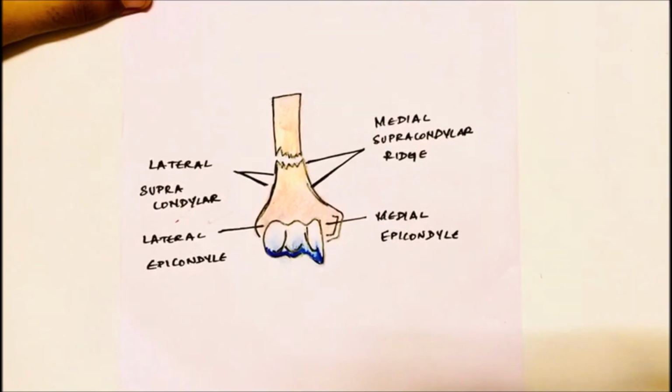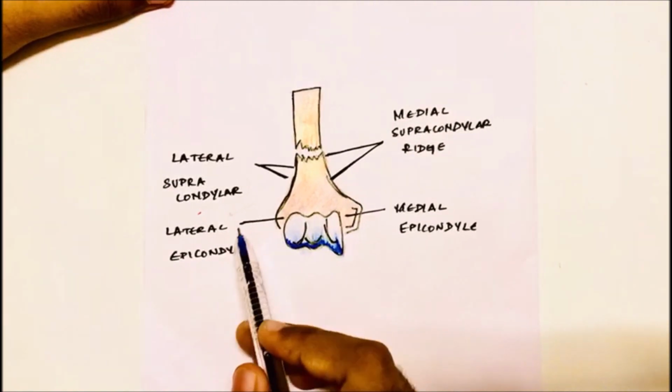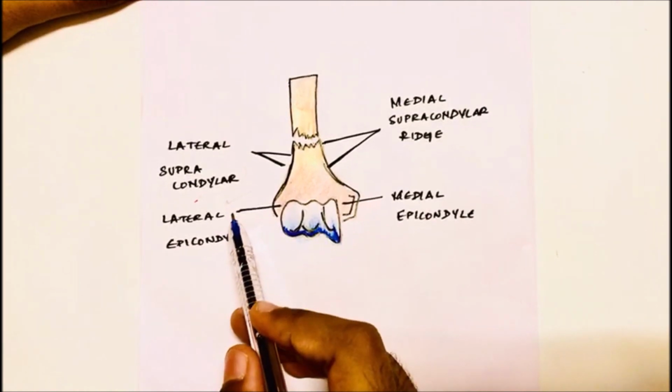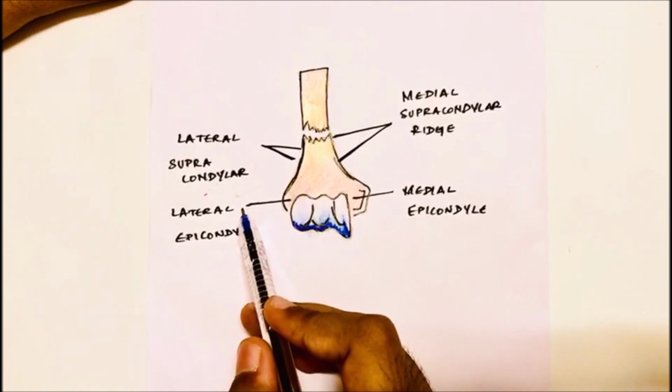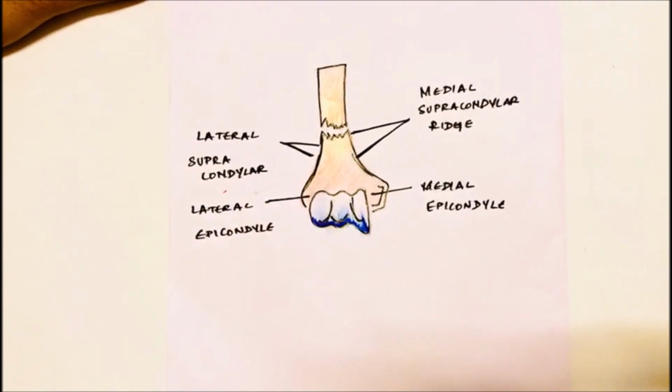Now let us discuss the applied anatomy of brachial artery. Rupture of the brachial artery in the supracondylar fracture of the humerus may lead to Volkmann contracture. So this is the supracondylar region.